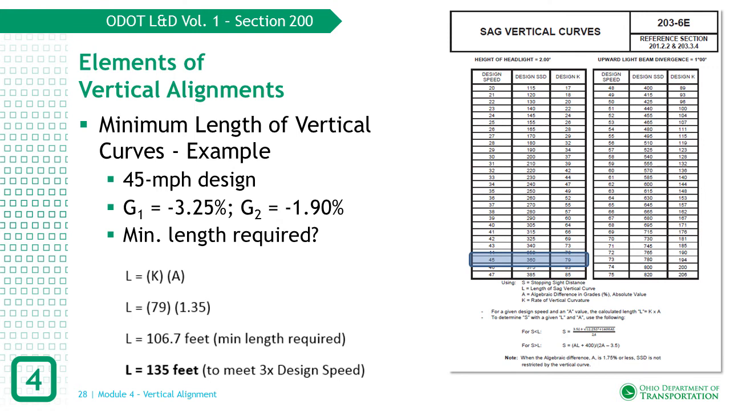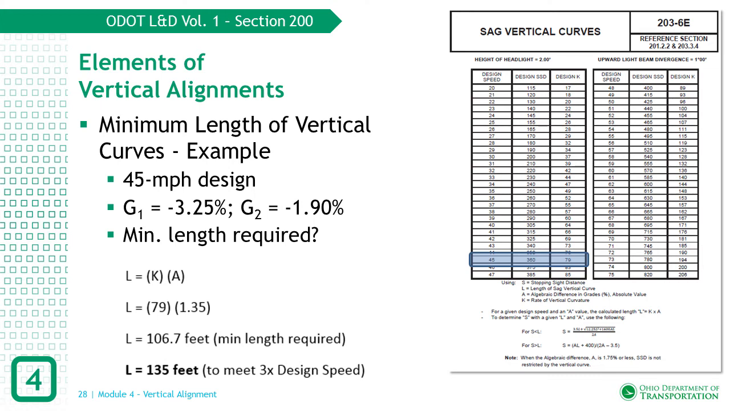From Figure 203-6, using a design speed of 45 miles per hour yields a minimum K value necessary to achieve the proper stopping sight distance of 79. To solve for the minimum length of vertical curve, multiply K and A. For this example, this results in a minimum length of 106.7 feet.